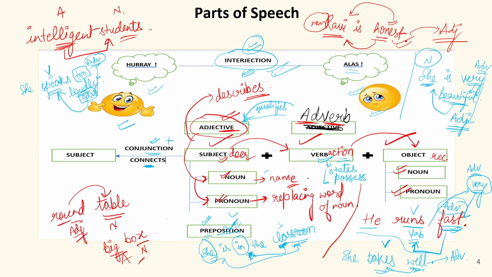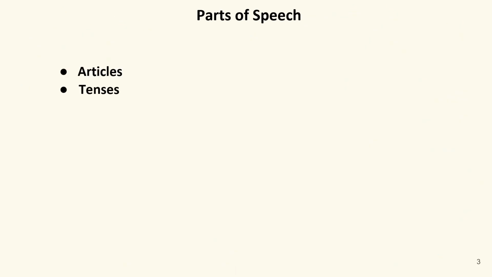Now let us move further. We have the chapters, articles, and tenses. Now, articles and tenses are not part of the parts of speech. Why so? Articles are actually a special type of adjectives. How? Let us discuss this.